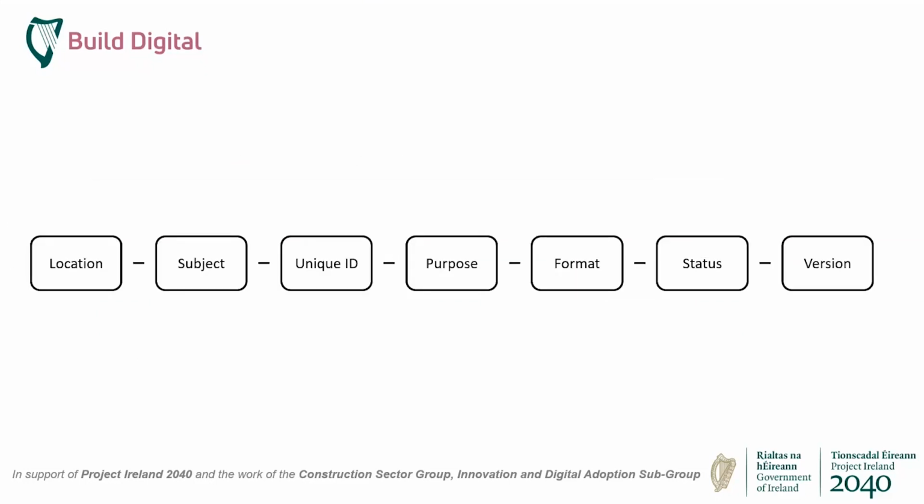So I think the thing about looking at a naming convention is to go back to basics and ask what you actually need in a naming convention. You need to understand the location, the subject, a unique ID for it, the purpose of that information, the form of that information, and the status and the version of that information. In basics, that's the metadata that you need in its most stripped down format.